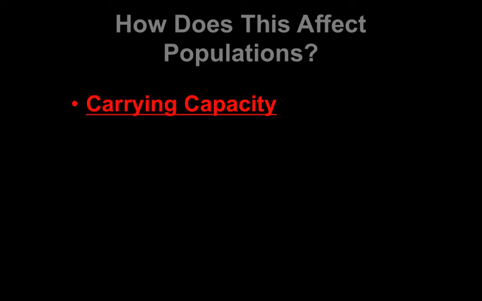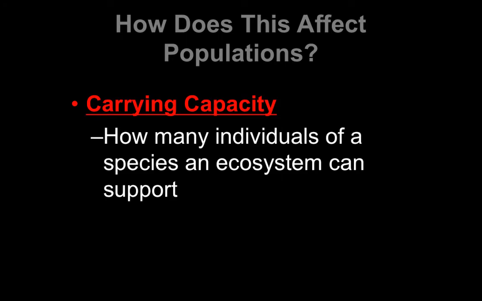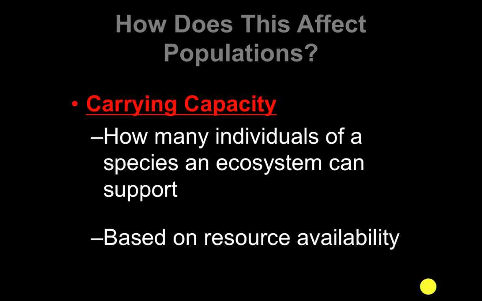This affects populations in a number of ways, but the primary way is it creates a carrying capacity. In other words, how many individuals of a particular species an ecosystem can support. There's only so many deer that a particular forest can support. That would be the carrying capacity. And just like with that example, this is based on resource availability. There's only so much food, there's only so much space, and there's only so much water and other materials.